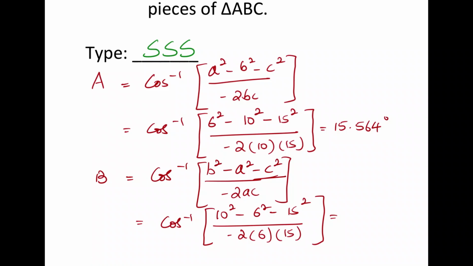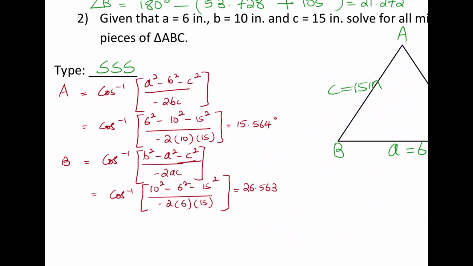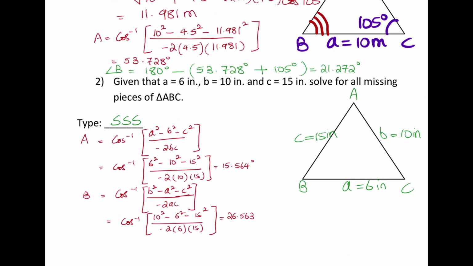And the answer I got for angle B is 26.563. Now, once I have found two of the angles, I am not going to spend all the time trying to find the other one with this lengthy formula. Instead, to find angle C, I'm going to subtract the previous two angles from 180.